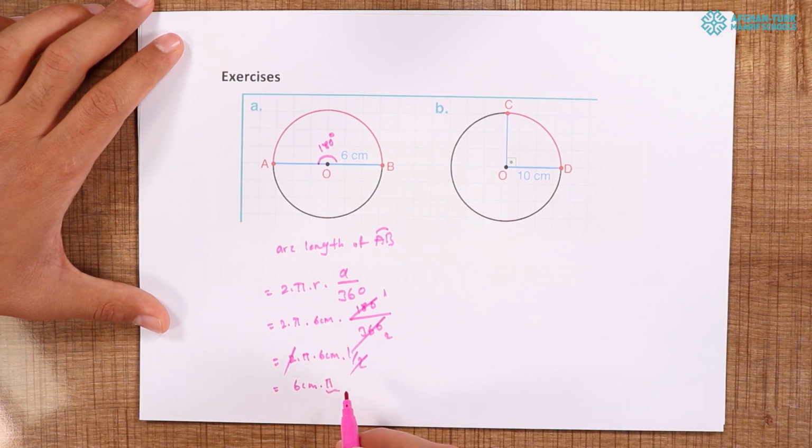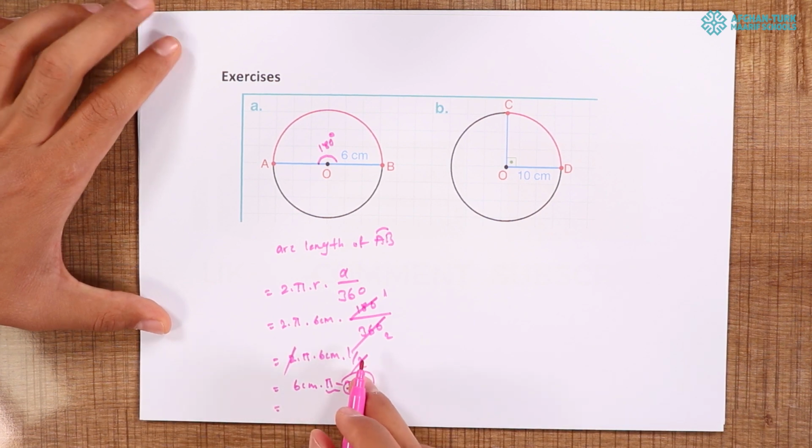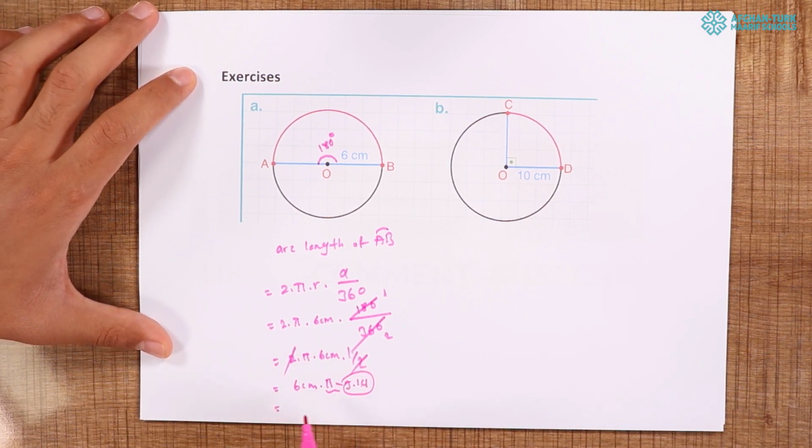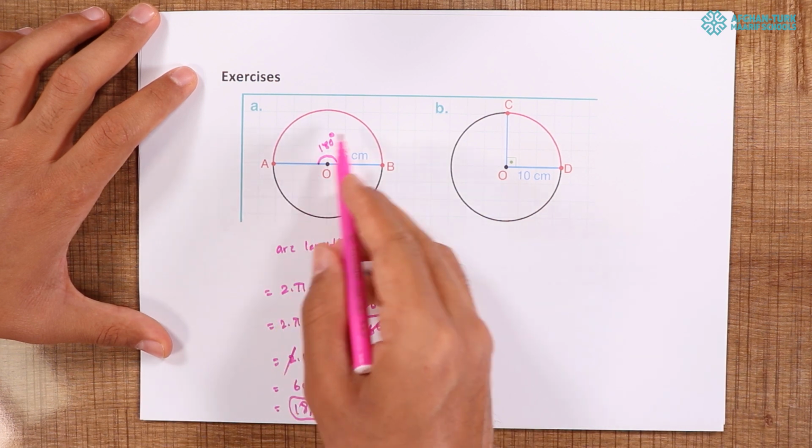What is pi? Pi is equal to 3.14. If you multiply it, you will get a number. 6 times 4 is 24. 6 times 1 is 6, 6 times 3 is 18. So we have 2 decimal places. The result is 18.84 centimeters, the length of this arc.